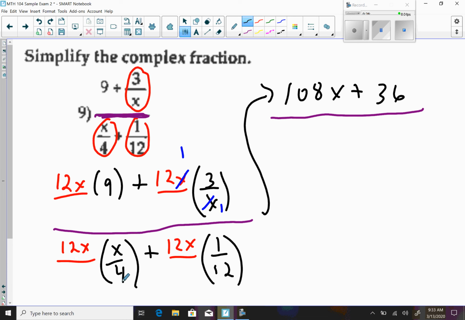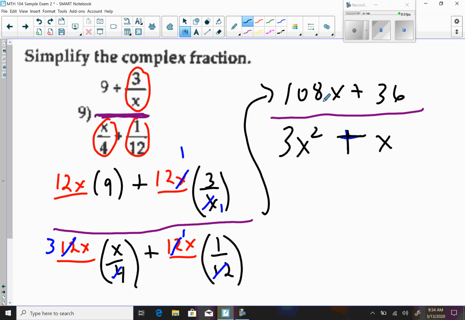12x times x over 4 is 3x squared because 12 divided by 4 is 3. 3x times x, that's what I wrote. And then after the plus sign, we just have x because 12 divided by 12 is 1. So we have x times 1 there.